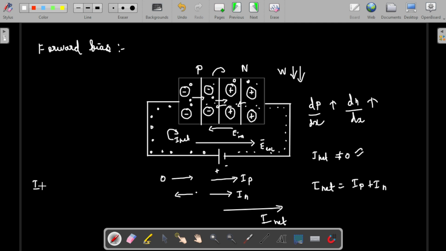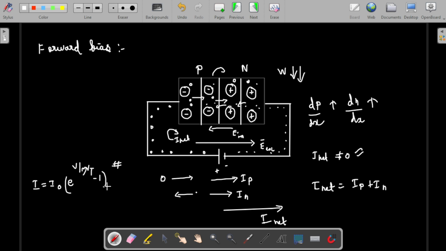The current can also be stated in another function, that is I equals I naught e power V divided by eta Vt minus 1. This is the diode voltage, diode current equation. In a further lecture we will be deriving this one also. So for now you know the current movement, and the current can be equated by this equation.